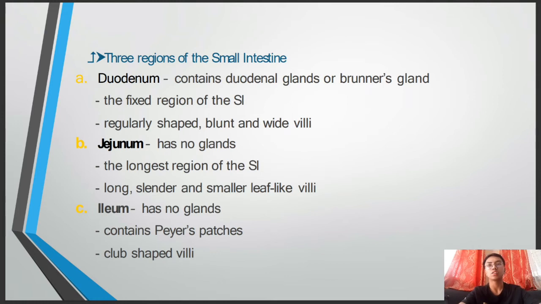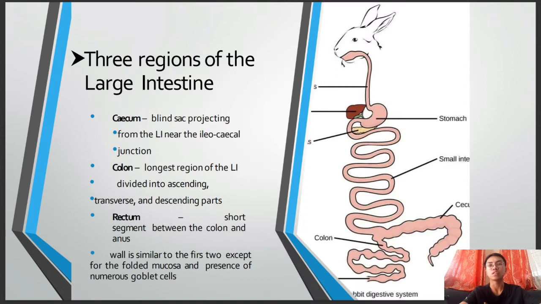Next slide is three regions of the large intestine. The cecum, a blind sac projecting from the large intestine near the ileocecal junction. So cecum connects the small intestine to the colon. The next is colon. Colon is the longest region of the large intestine, divided into ascending, transverse, and descending parts.